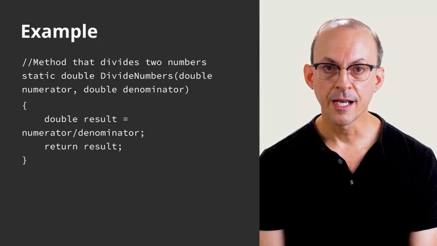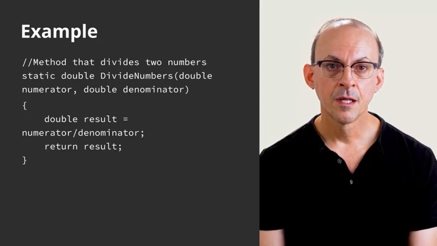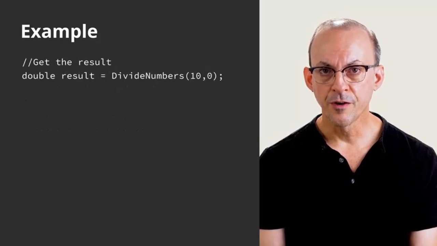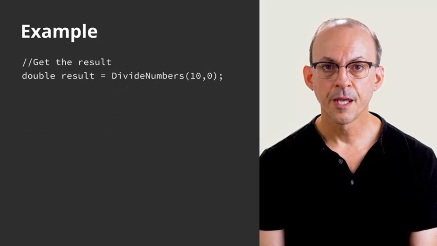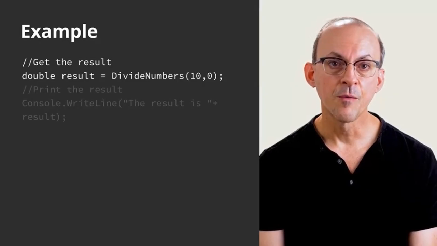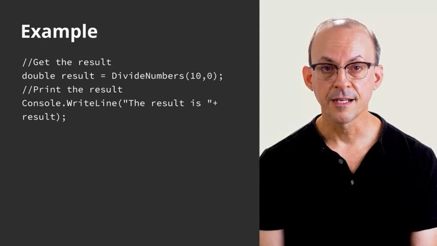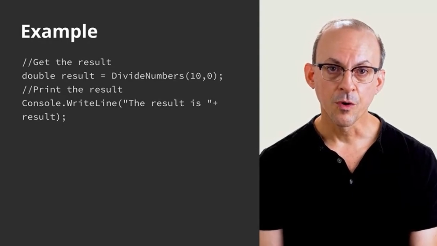In this example, we'll execute this code and call the method with a 0 in the denominator. To do this, I store the result in a variable called result. Here we are dividing the numerator 10 with the denominator 0, and then we print the result. The code compiles, so there aren't any syntax errors. But when I run the program, it shows the result is, and then an infinity sign. This is a runtime error. When faced with an error like this, you can count on several debugger features to help you debug the code.